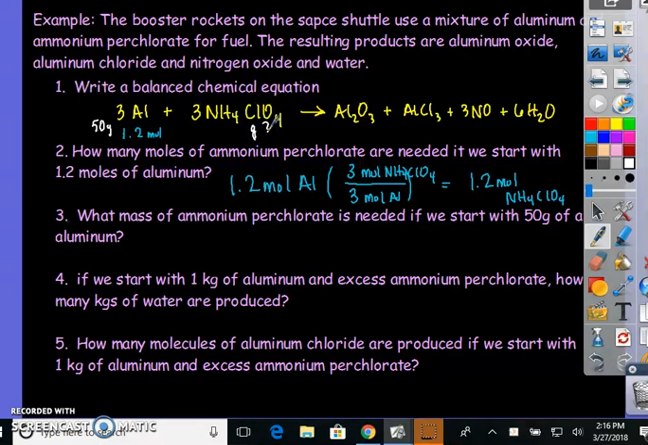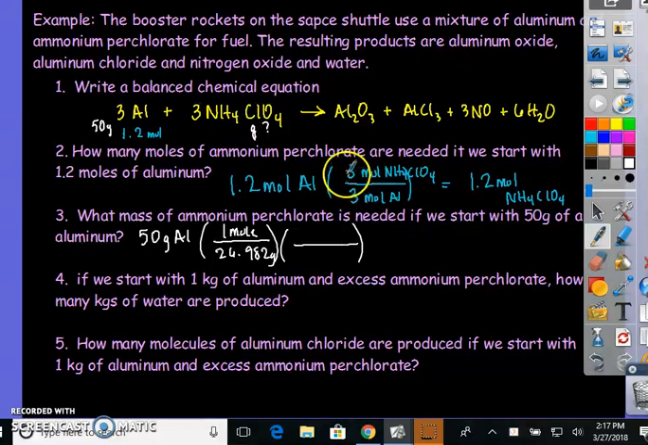So this is a mass-to-mass problem. So let's go ahead and get started. So we got 50 grams of aluminum. Okay, I need to get to my go-to guy, so I got to get to moles. So I calculate the molar mass. This just happens to be 26.982 grams in 1 mole. Okay, now I need to go from moles of aluminum to moles of ammonium perchlorate. I did that here, and I used the coefficient. So for every 3 moles of aluminum, there are 3 moles of ammonium perchlorate.